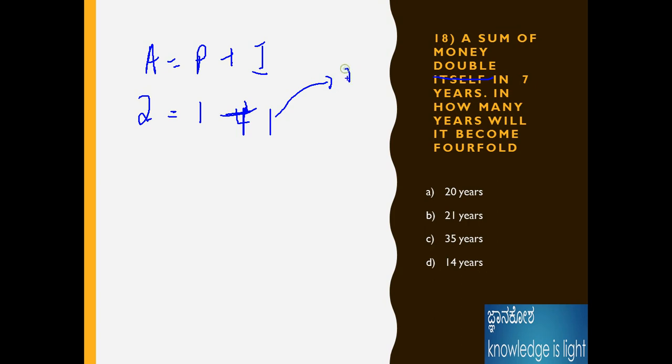7 years means how much multiple? 7 into 7. Here, how many years would it be for 4-fold? 4-fold means 4 is equal to 1 plus 3. For 7 years it is into 7. Here it is given, 7 times 3 is 21 years, which should be the answer for this question.